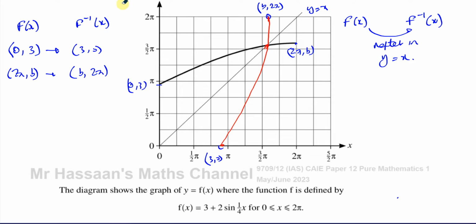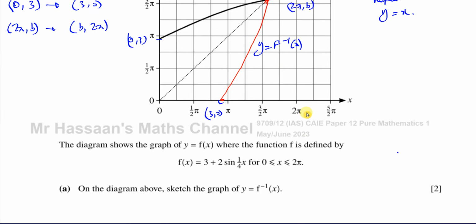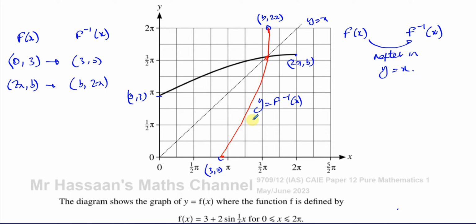Okay, so here we have the graph of y equals the inverse of f(x). It's a reflection in the line y equals x. The x coordinates and y coordinates swap over. So it says here on the diagram, sketch the graph. That should be fine for your graph. You don't really have to put any of these points. I put them there just for our understanding and our reference.